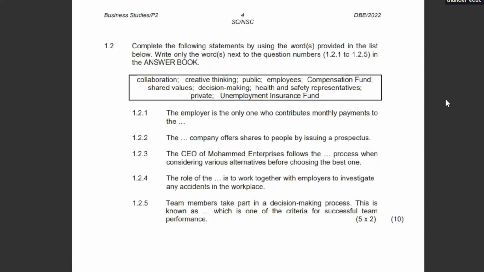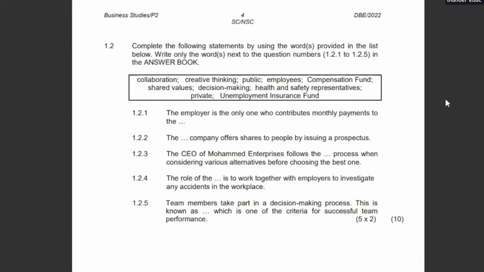Okay, right. So now 1.2 reads as follows: complete the different statements by using the words provided in the list below. Write only the word next to the question number. You are given an example there, 1.2.1 to 1.2.5 in the answer book. The words given in that box are collaboration, creative thinking, public, employees, compensation fund, shared values, decision making, health and safety representatives, private, and unemployment insurance fund. So the first question reads as follows.